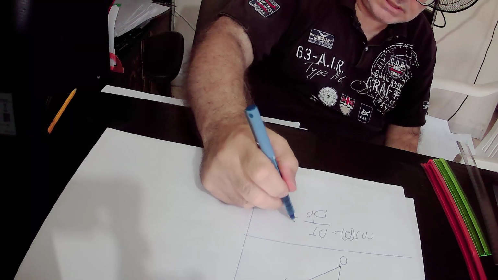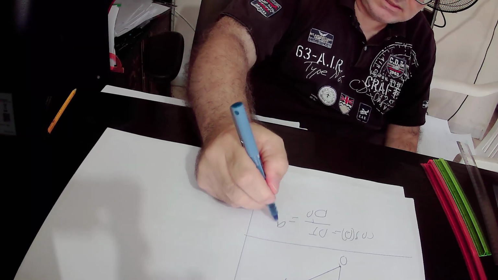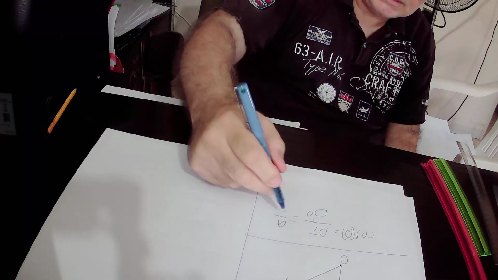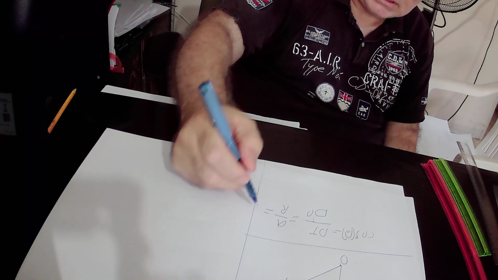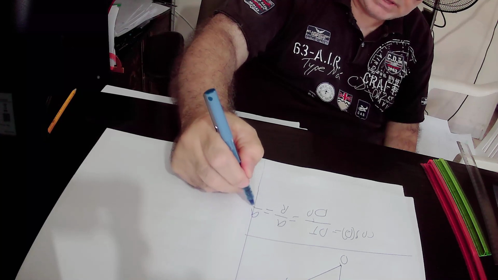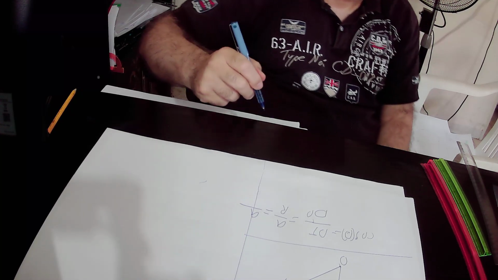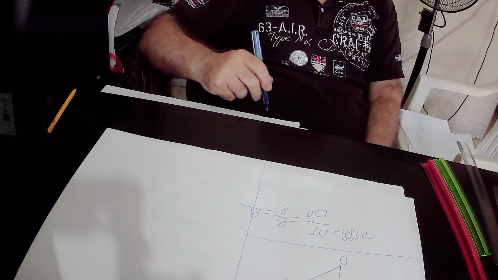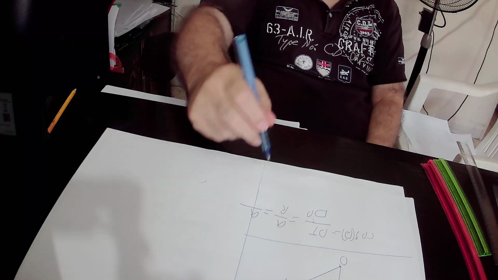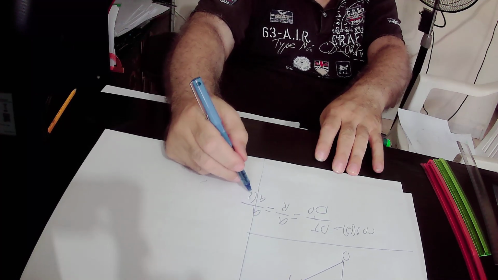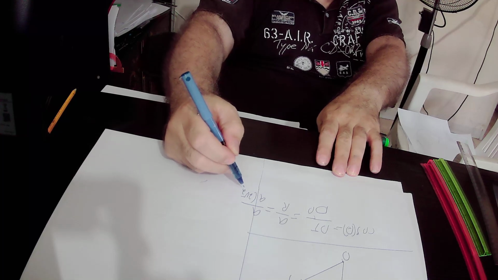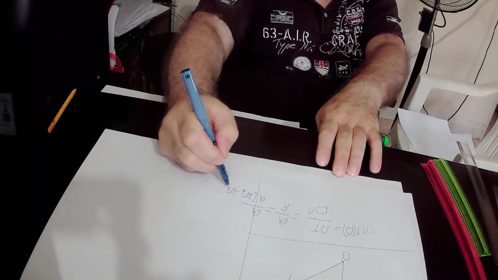So cosine theta equals DT, that is A, over DO, that is R. So cosine theta equals A over R. But we have already found out that R equals A times 2 times square root of 2 minus square root of 3.